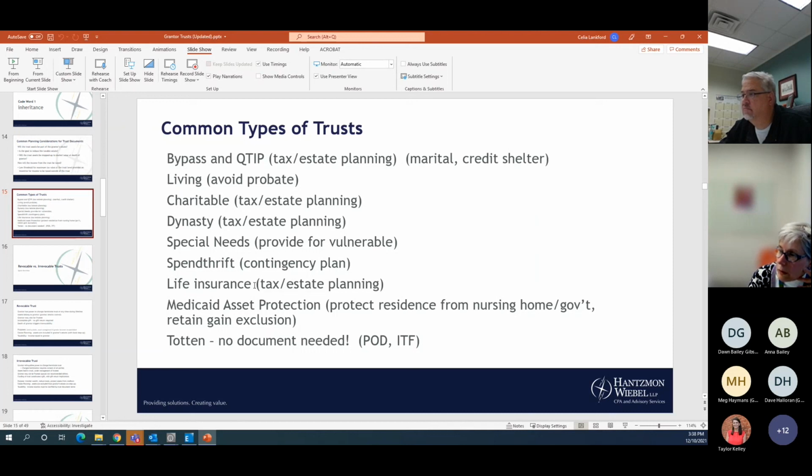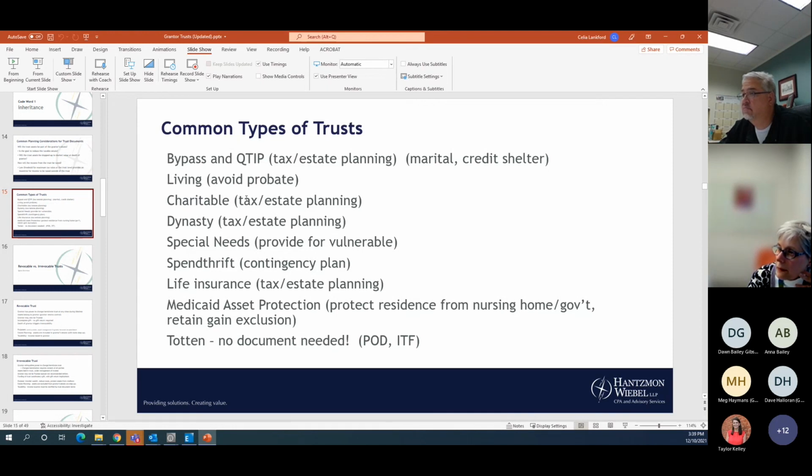Life insurance is used a lot of times by paying the premiums of the life insurance policy through your estate, through the trust, and the benefits from those life insurance proceeds can be used to go to the next generation.